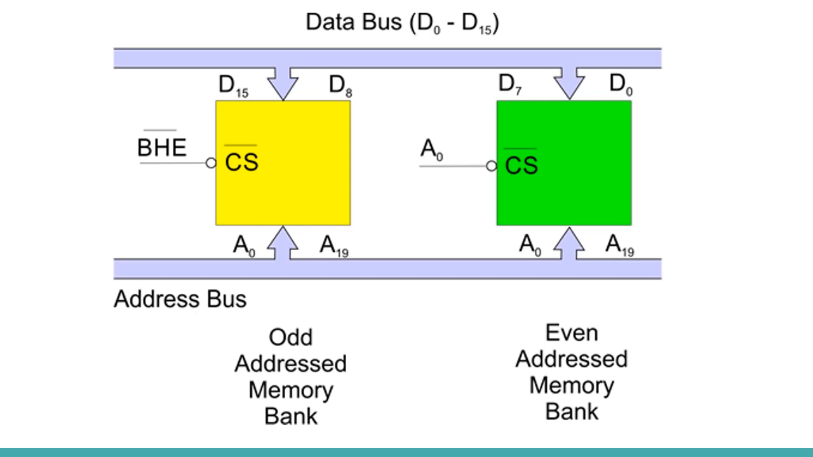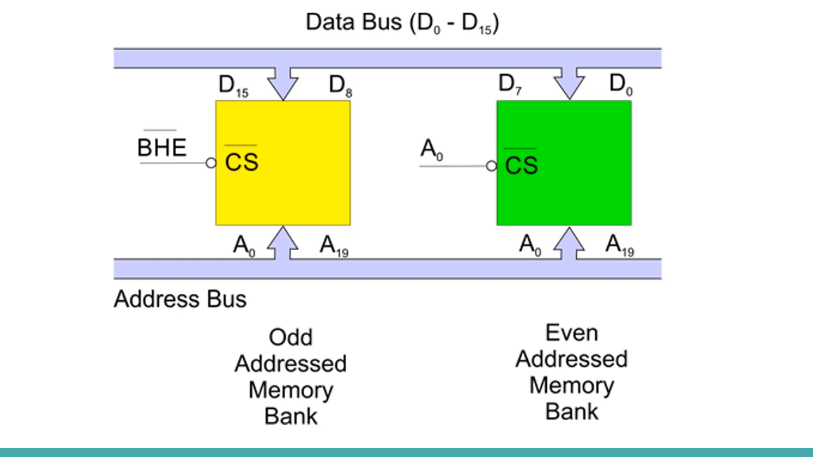This picture is a diagrammatic representation of the memory organization of 8086. As we told before, the memory of 8086 is divided into two parts, the even memory bank and the odd memory bank. The even address memory bank will have the data bits from D0 to D7, that is the lower order data bits D0 to D7 will be used for data transfer from the even address memory bank, whereas the higher order data bits D8 to D15 will be used for data transfer from the odd address memory bank.